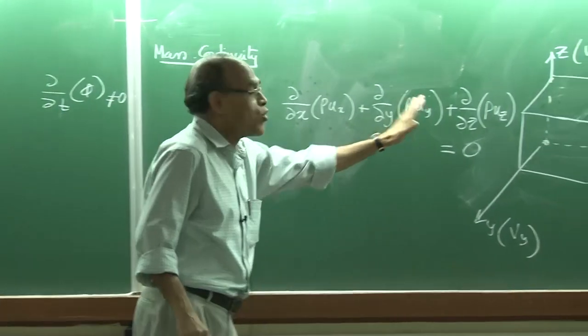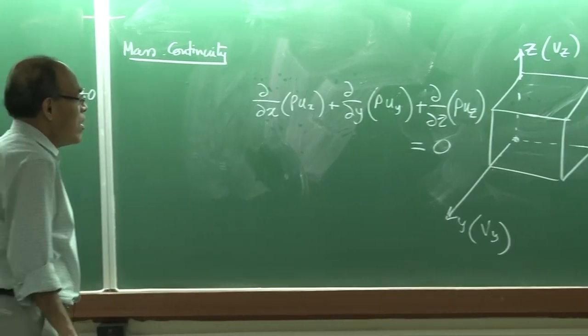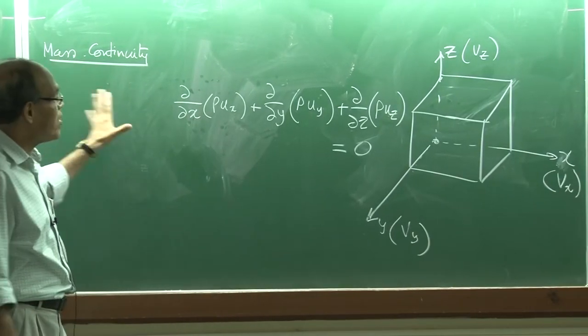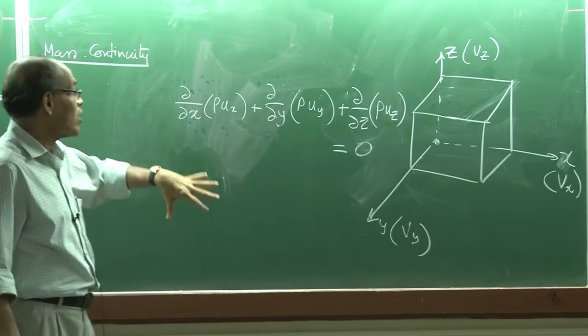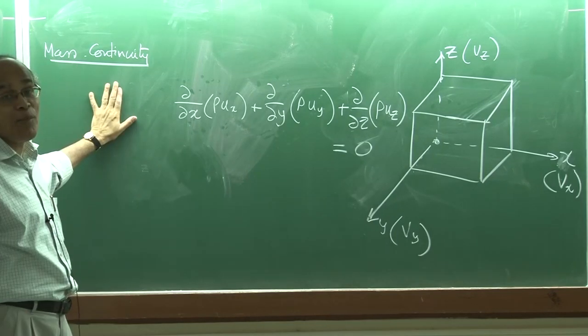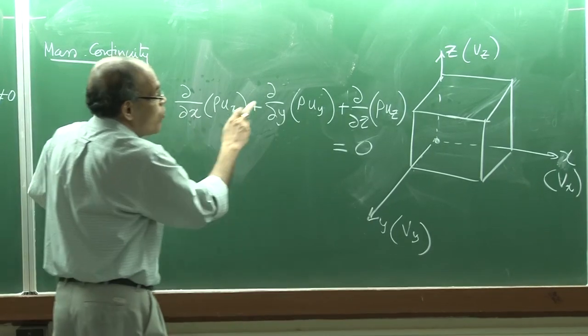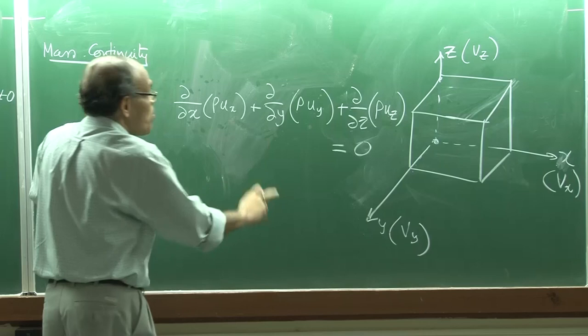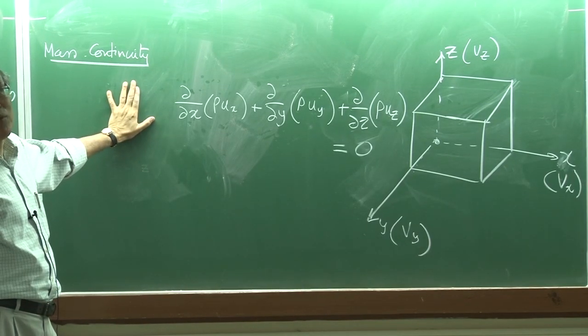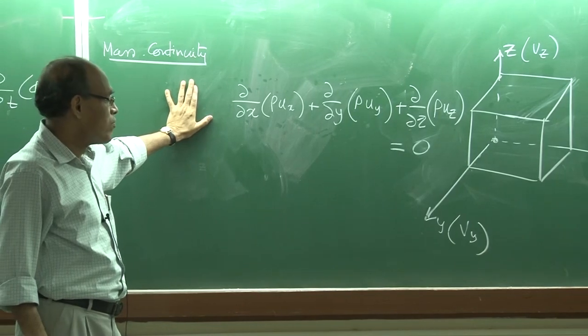So this is the mass continuity equation, and as I said, this represents a steady state problem, no time derivative. Whether it is a steady state or unsteady state really doesn't matter so long as the fluid is incompressible. So this equation is valid for steady state process as well as unsteady state process, provided the fluid is incompressible, or rho is not changing as a function of time.